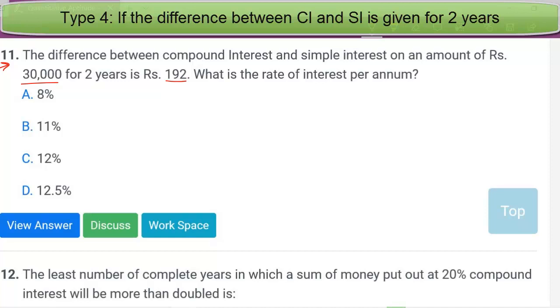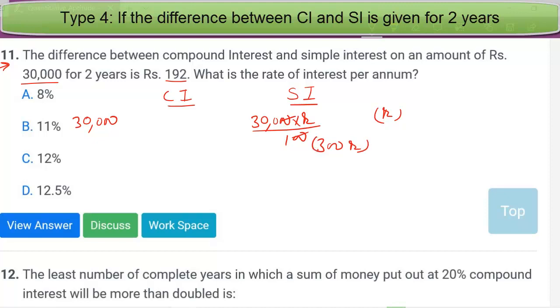In order to solve this question, you should go to the basics of compound interest and simple interest. So you have the rupees 30,000, and suppose there is some rate of interest which is R. With the R rate of interest, how much simple interest are you getting? This is basically 30,000 multiplied by R by 100, so this is basically 300 R. So 300 R is the simple interest which you are getting in the first year.